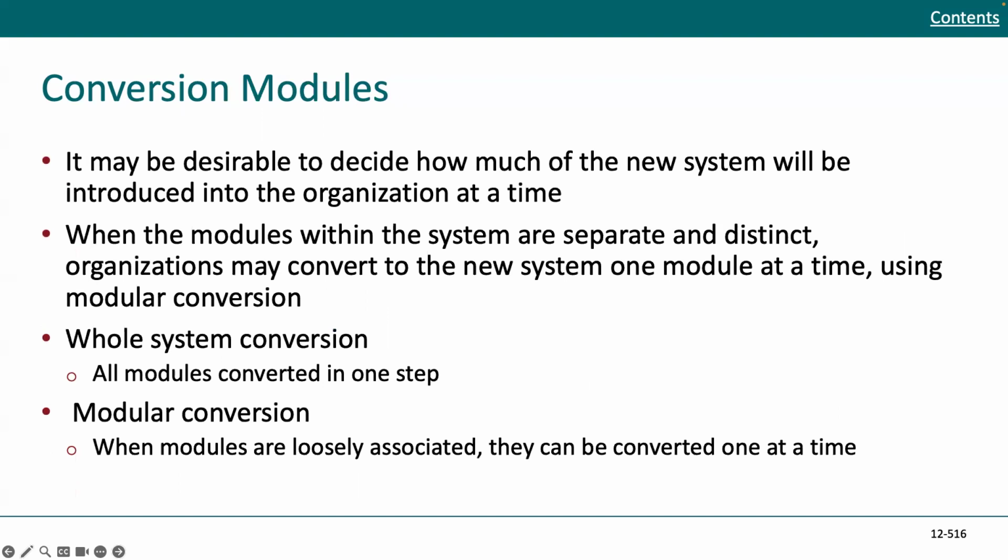What about the modules? It may be desirable to decide how much of the new system will be introduced into the organization at a time. When the modules within the system are separate and distinct, organizations can convert to the new system one module at a time using modular conversion. You can think of whole system conversion, where all the modules are converted in one step, or modular, where modules are loosely associated and can be converted one at a time.